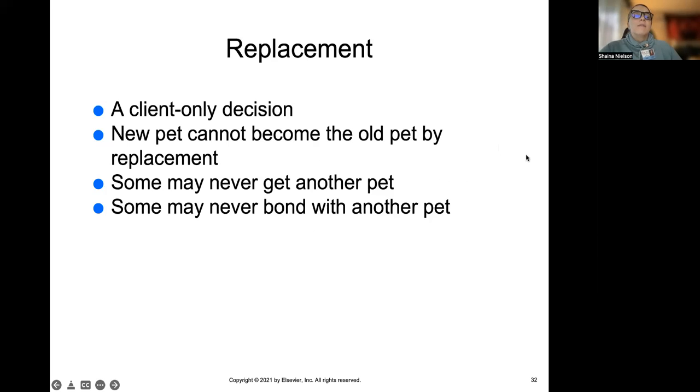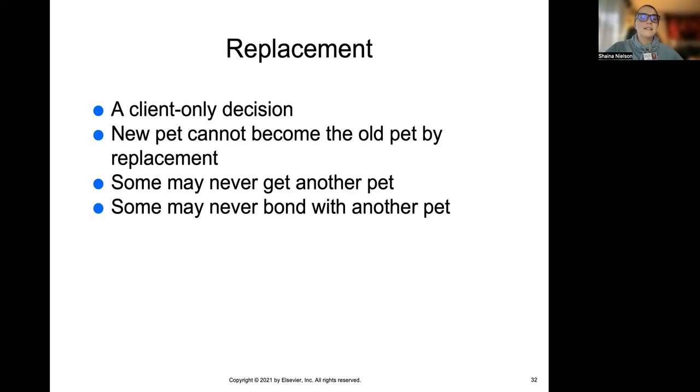Now, after a case of euthanasia where a patient has crossed over that rainbow bridge, replacement can be something that can happen. And I don't mean we're replacing this old, coming in with the old, out with the new, because it's never going to be that way. The new pet can never become the old pet by replacement. It will never be the same, regardless if it's the same breed, the same breeder, the same sex. It doesn't matter. That new pet will never fill the shoes of the old one.